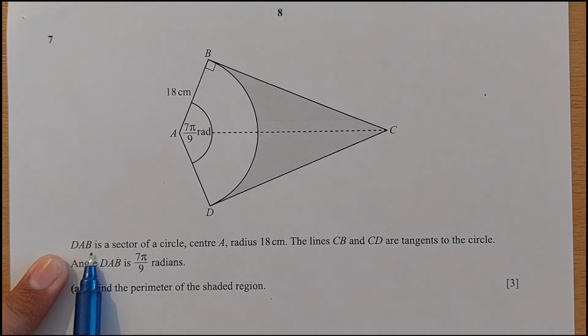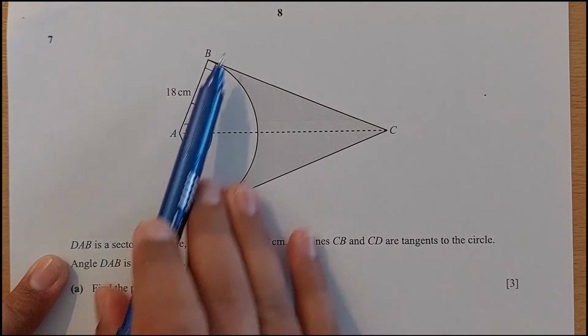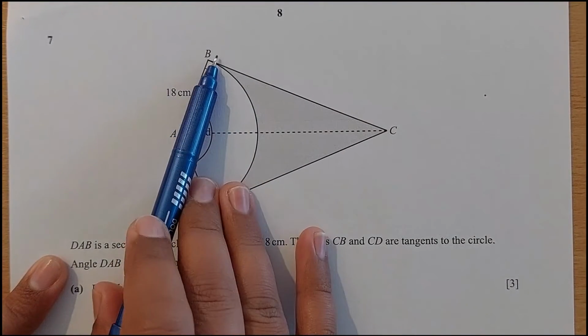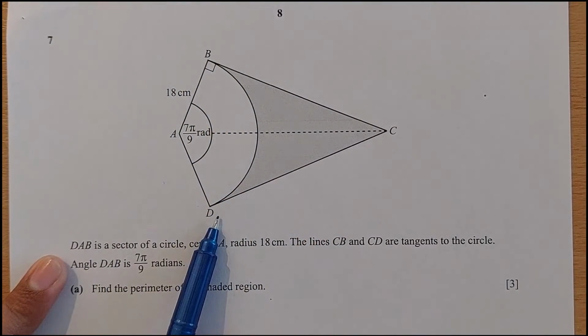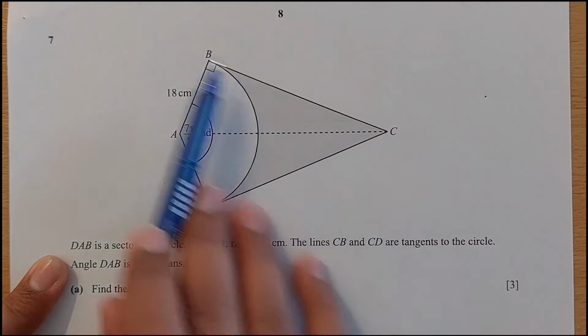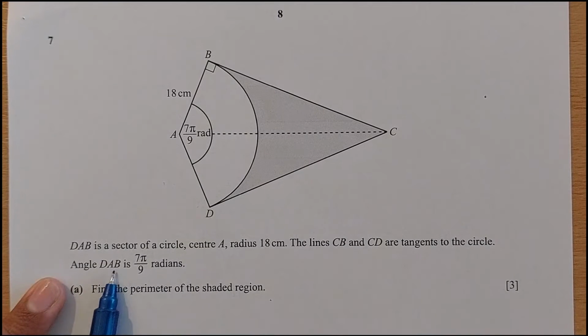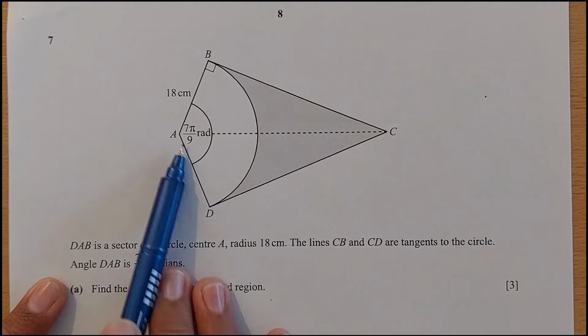DAB is a sector of a circle, center at A, radius is 18 centimeters. Means AB is 18 and AD is 18, right? CB and CD are tangents to the circle. Angle DAB is 7 pi by 9 radians.